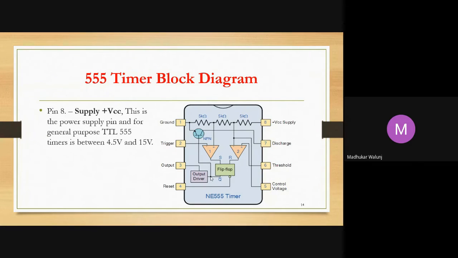Finally, pin number 8 is the supply voltage. This is the power supply pin, and for the general purpose TTL 555 timer, the voltage is between 4.5 volt and 15 volt. So we can vary the supply voltage of this 555 timer from 4.5 volt to 15 volt.